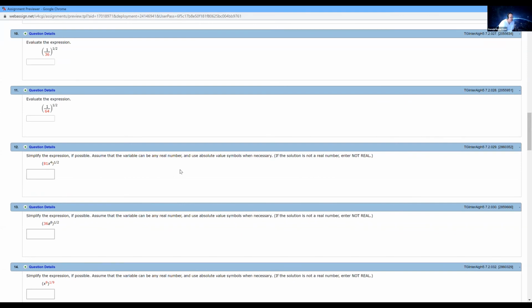In question 10, it's the fraction 1/36 to the power of half. Won't that become the square root of 1/36? Right? 1/36 to the half is the square root of 1/36. Can we do that, guy? 1/6?